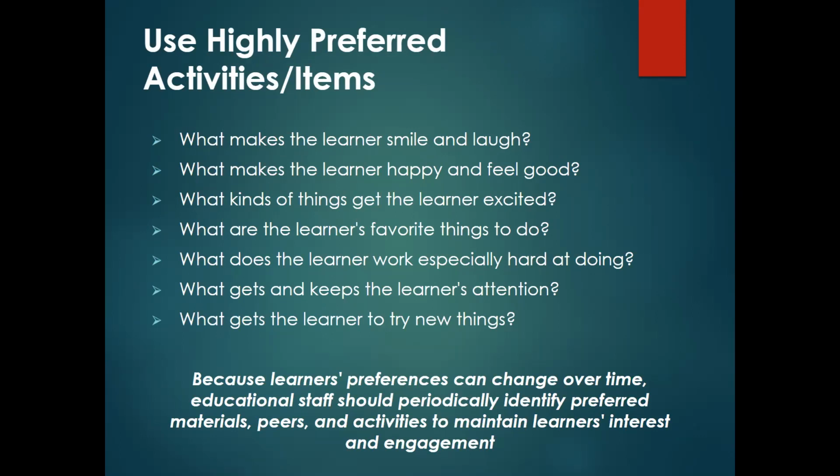So when determining what types of activities and items a student prefers, think about the following questions. What makes the learner smile and laugh? What makes the learner happy and feel good? What kind of things get the learner excited? What are the learner's favorite things to do? What does the learner work especially hard at doing? What gets and keeps the learner's attention? What gets the learner to try new things?